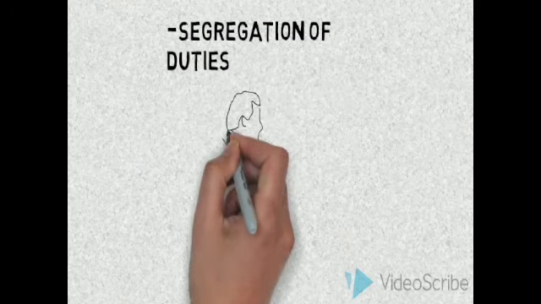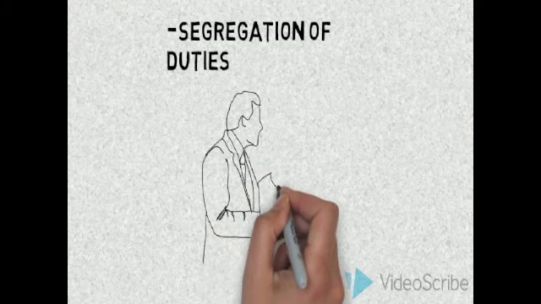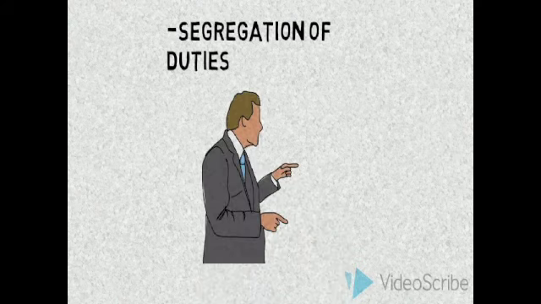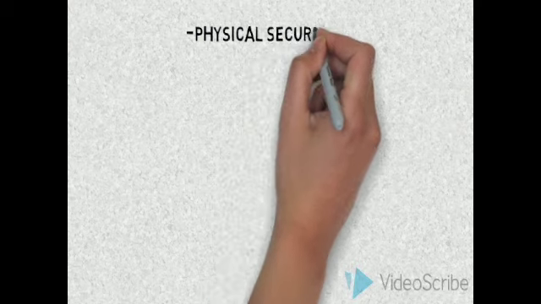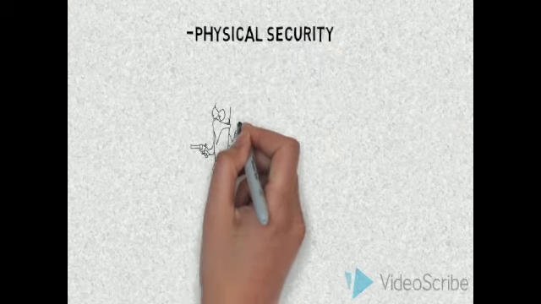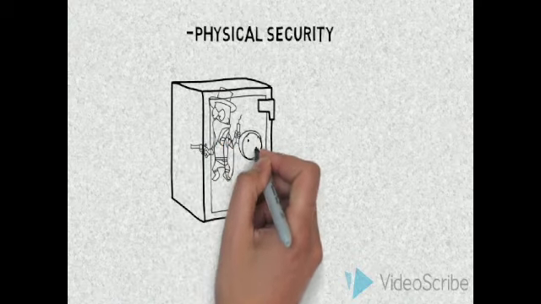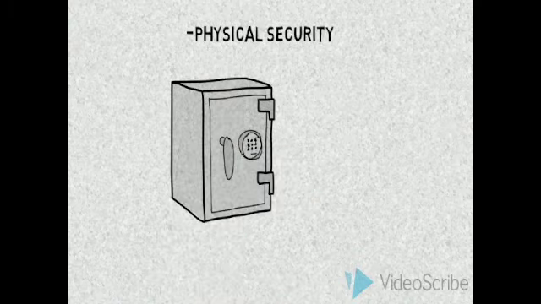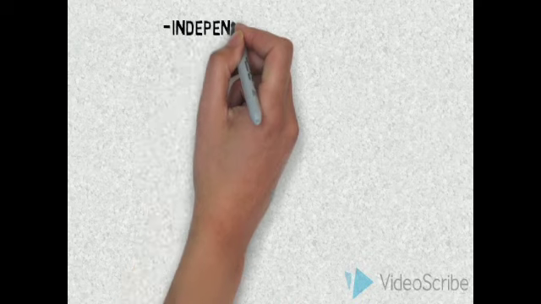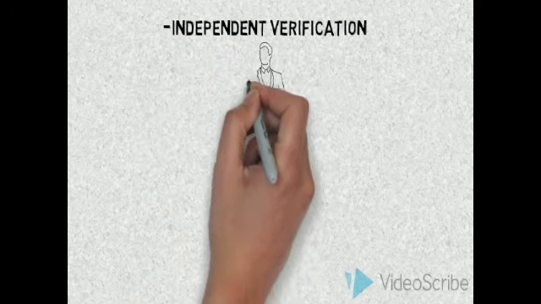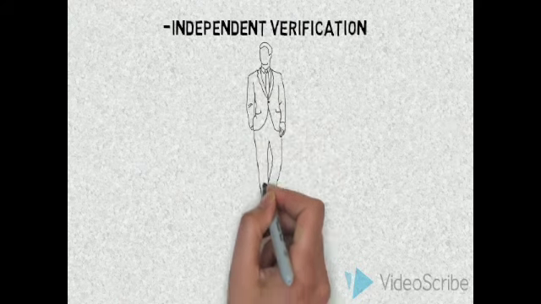Segregation of duties involves splitting up tasks and responsibility amongst employees to ensure less risk of error and theft of assets. Physical security involves the safeguarding of a company's assets and records, including fire and alarm systems, passwords and encryption and the like. Independent verification is the process of verifying information in a business, usually done by an individual with no connection to the process or employee being verified.